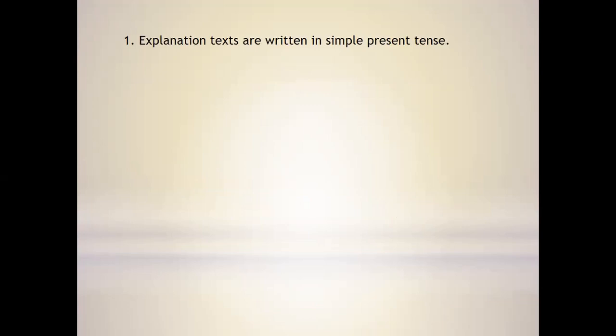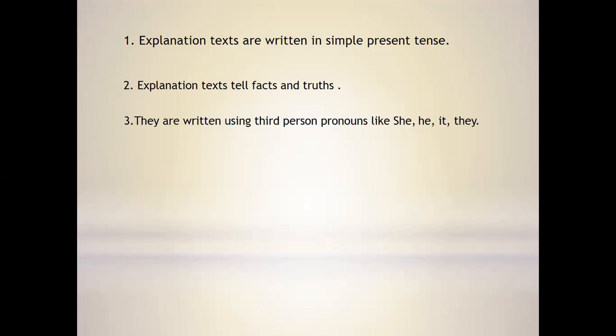First, explanation texts are written in the simple present tense, because we are telling about facts. Number two, explanation texts tell facts and truths, as we guessed through the first point. Three, they are written using third-person pronouns like she, he, it, and they.